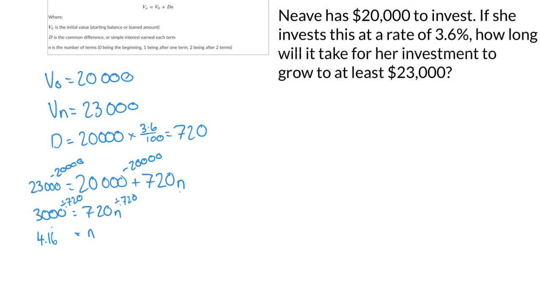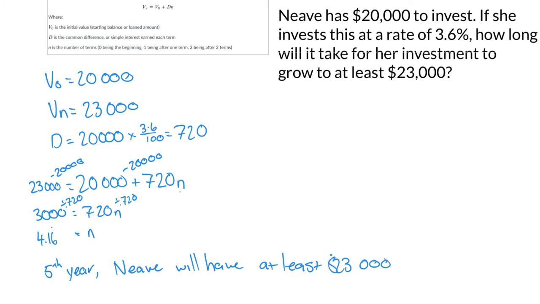Now, because interest gets calculated every year, we can't have 0.16 of a year. So we're going to say on the 5th year, Neve will have at least $23,000. We can't say the 4th year because on the 4th year there won't quite be $23,000, but on the 5th year there definitely will be. It'll actually be a little bit more.